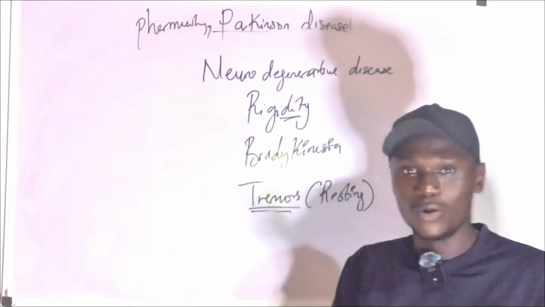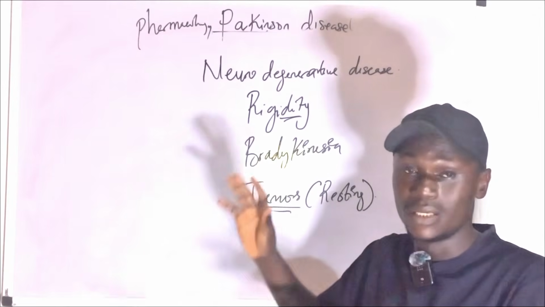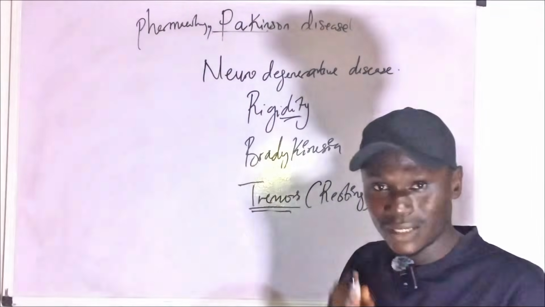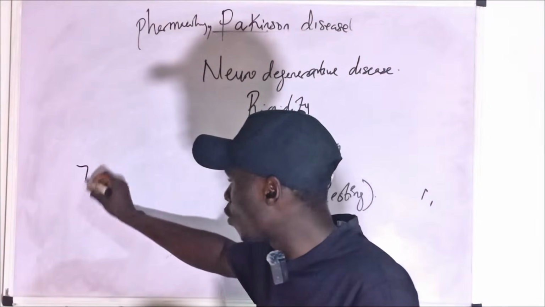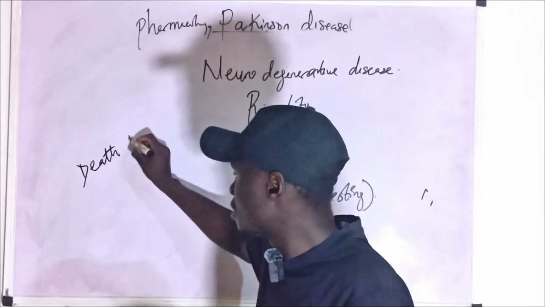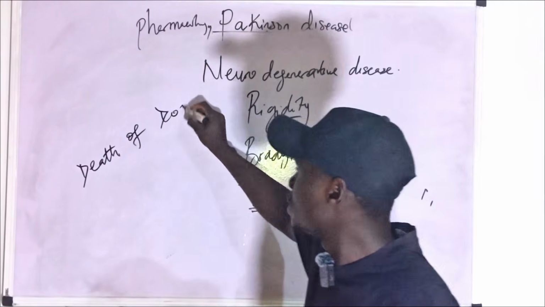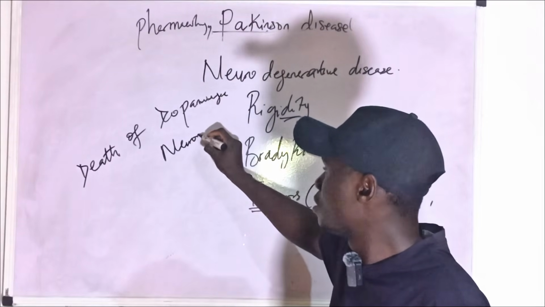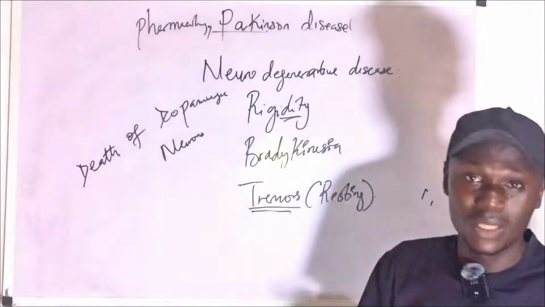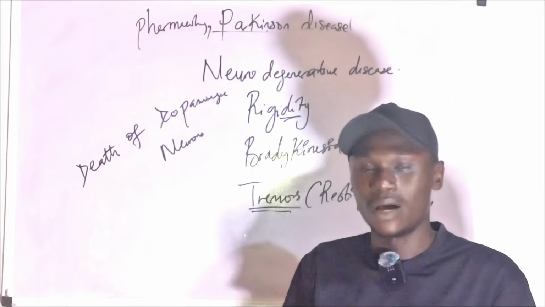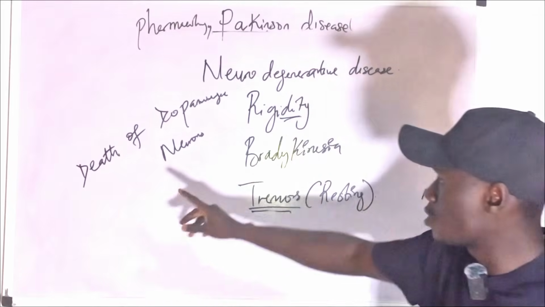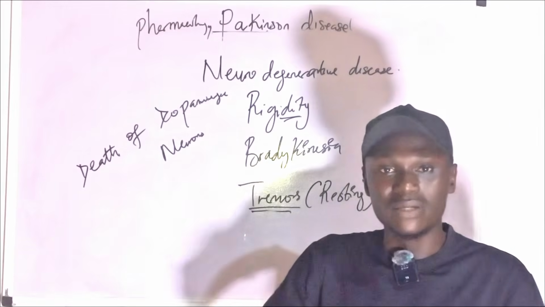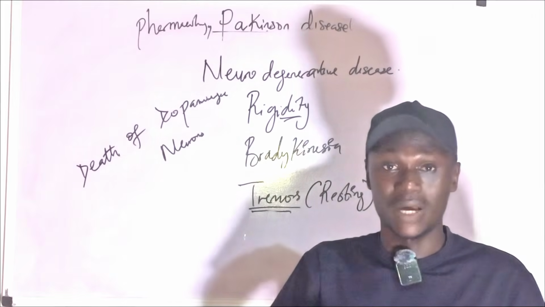Now let's look briefly at the pathophysiology. The main thing you need to know, so that it will help you in the pharmacology of the drugs we use for the management, is that Parkinson's disease is characterized by the death of dopaminergic neurons. These dopaminergic neurons are the ones in the nigrostriatal pathway. Due to death of these neurons, we will have a concomitant increase in the levels of acetylcholine.